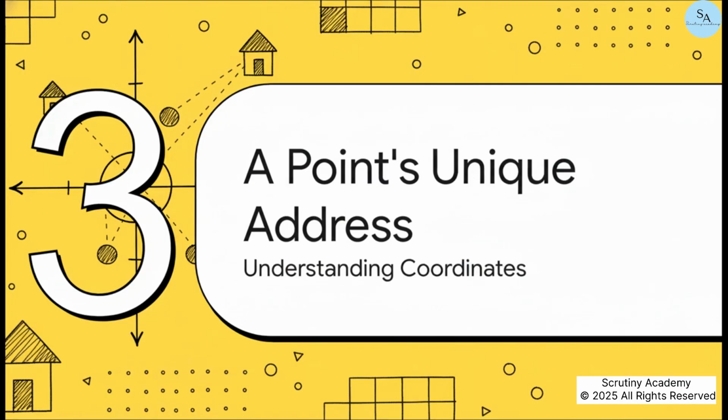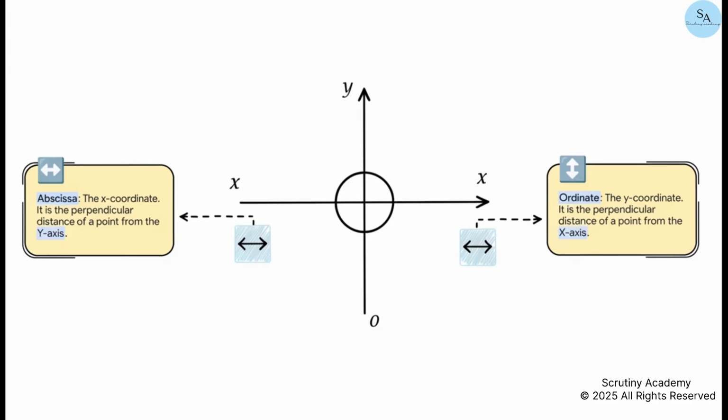Every single point on this grid has its own unique address, just like every house on a street. And in coordinate geometry, that address is a special pair of numbers called coordinates. Let's break down how to read them. Okay, time for some vocabulary you will definitely see on your tests.